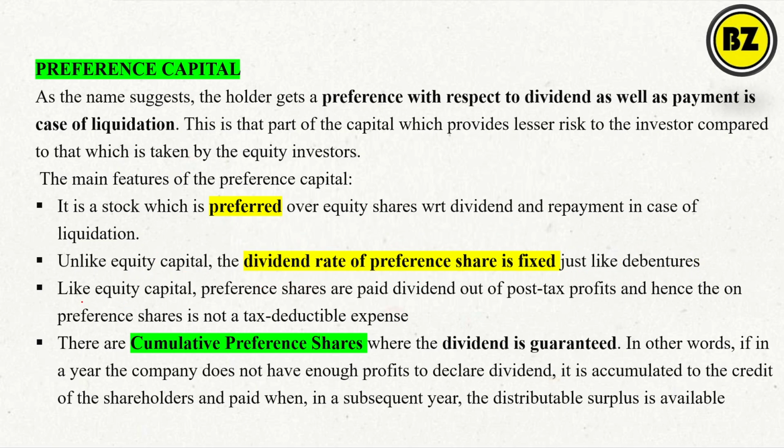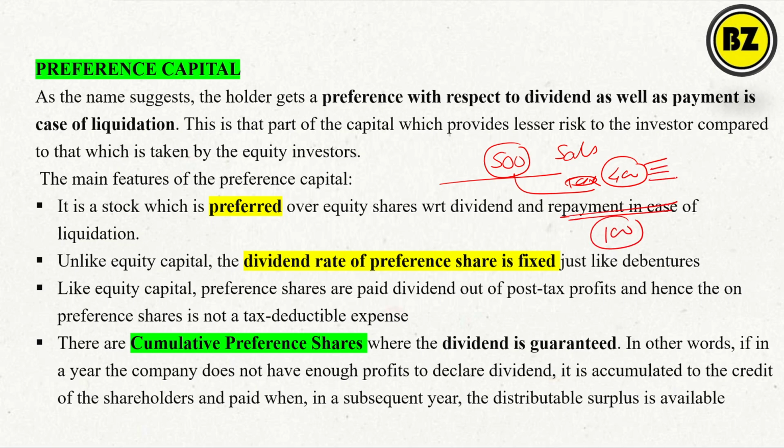Like equity capital, preference shares are paid dividend out of post-tax profits. Post-tax profit means that on the preference share the dividend is not tax deductible. Simply see, for example, if you have 500 as sales, out of that you have spent 400 rupees as operating expenses, and you are left with only 100 rupees. That is your profit. But out of that you have to pay taxes and the dividend, right?